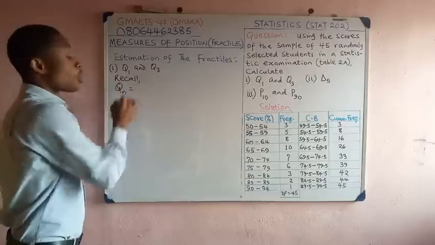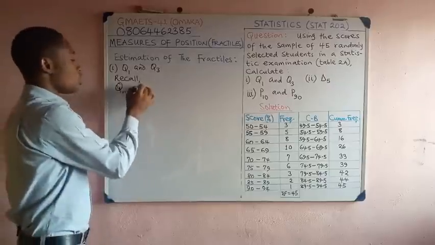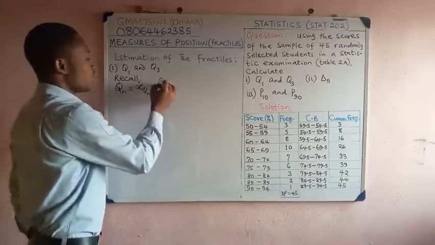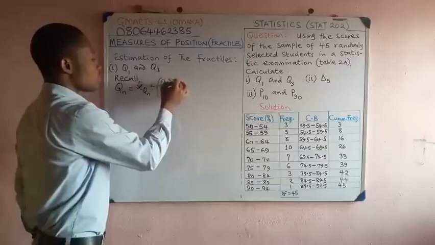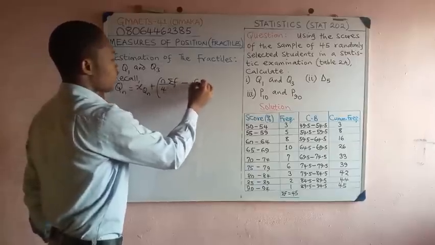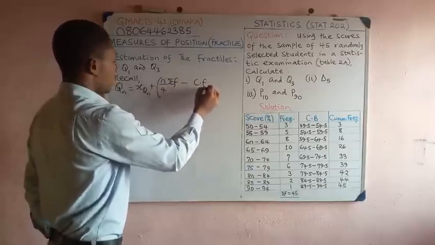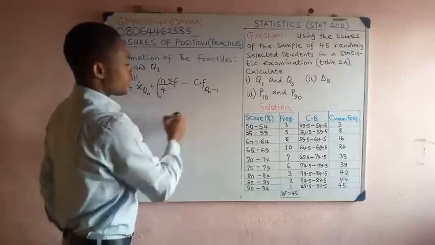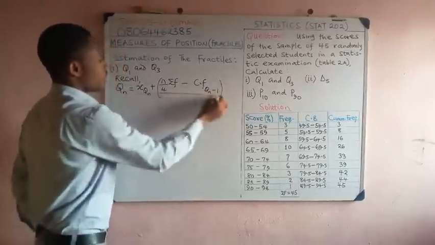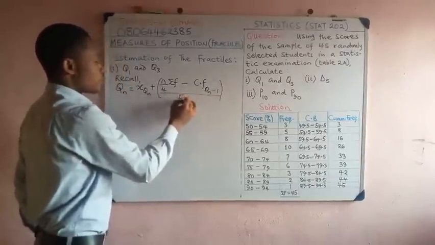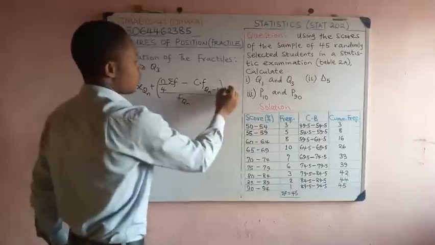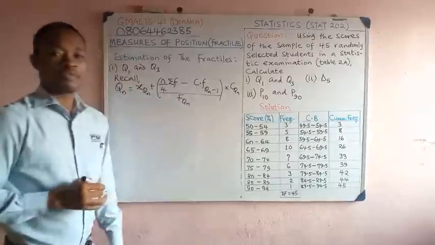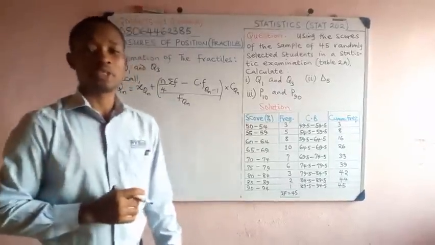That is the particular quartile you are looking for, equal to the lower class boundary of the nth quartile class plus open brackets n over 4 times summation of the frequencies minus the cumulative frequency of the pre-nth quartile class, then all divided by the frequency of the nth quartile class. We're going to multiply it by the class width of the nth quartile class. So this is the formula we're going to use.